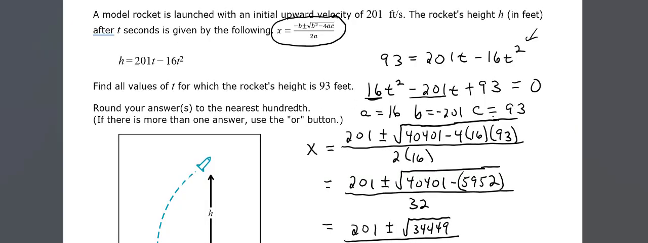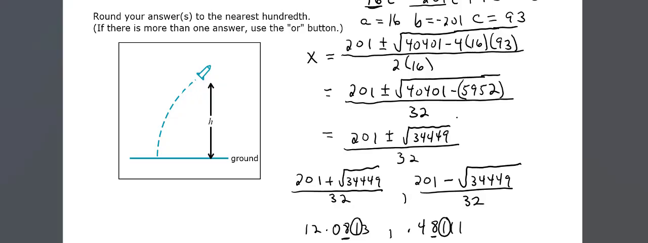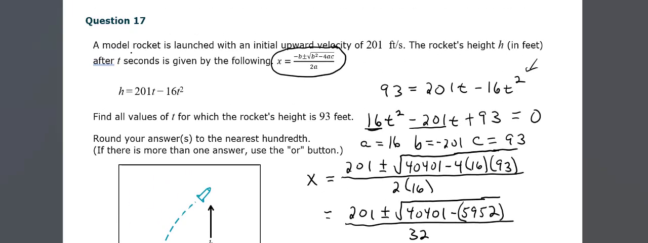Now keep in mind, pay attention to what they say to round to. So in this case, we're rounding to the nearest hundredth. So for the nearest hundredth, we look to the place to the right. Since it's not greater than 4, it takes 12.08, or again, we're going to look at the hundredths place, and the value to the right is not greater than 4, so it stays 0.48. So it either takes 12.08 seconds or 0.48 seconds to reach a height of 93 feet.